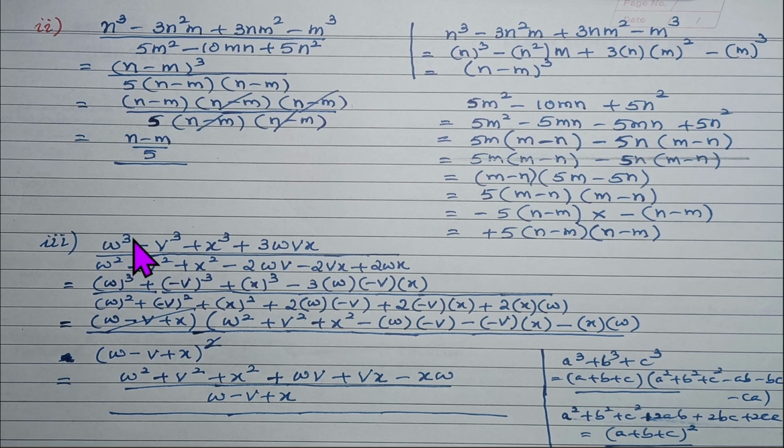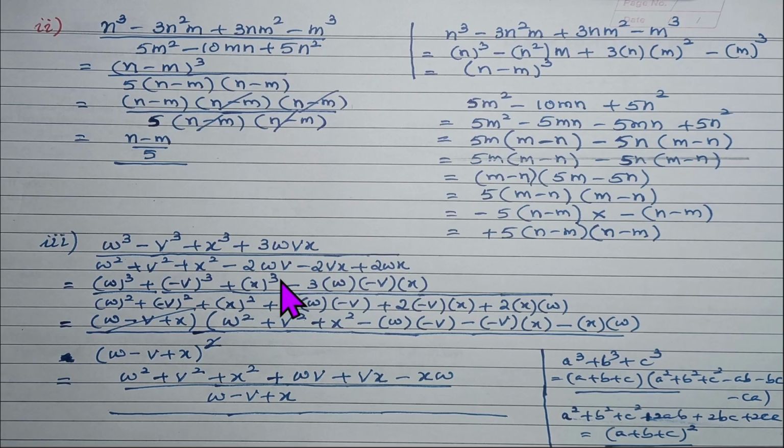Now the next example is w cube minus v cube plus x cube plus 3wvx, and the denominator is w square plus v square plus x square minus 2wv minus 2vx plus 2wx. Looking at the polynomial here, I have 3 cube terms, which means it resembles the identity a cube plus b cube plus c cube minus 3abc, so I can use the identity there.